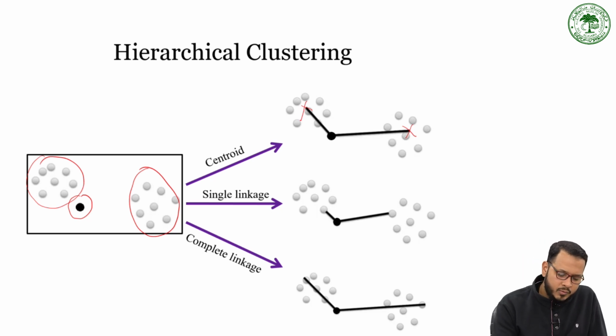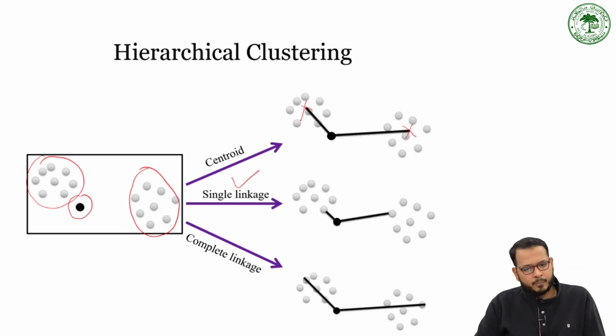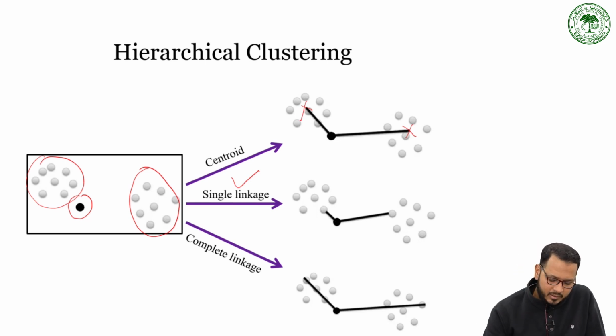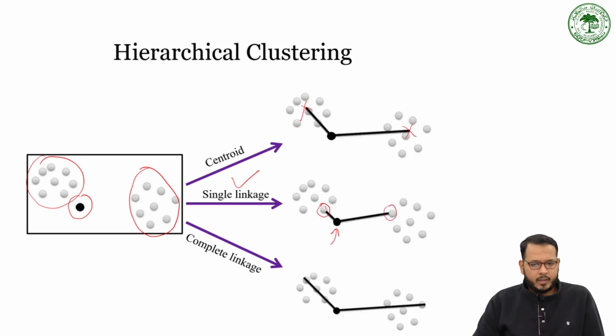We can also use the single linkage approach, where we calculate the distance of the given point to the closest point of each cluster. So as you can see here, we are calculating the distance of this point to the closest point here and the closest point there, and to whichever it is closest, we will assign this new point to that cluster.